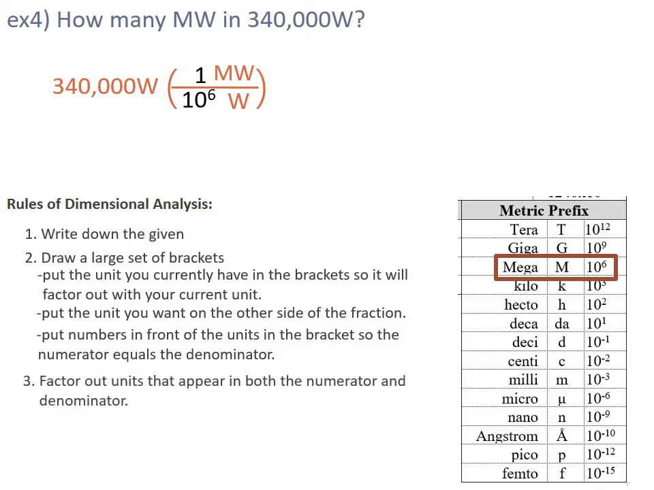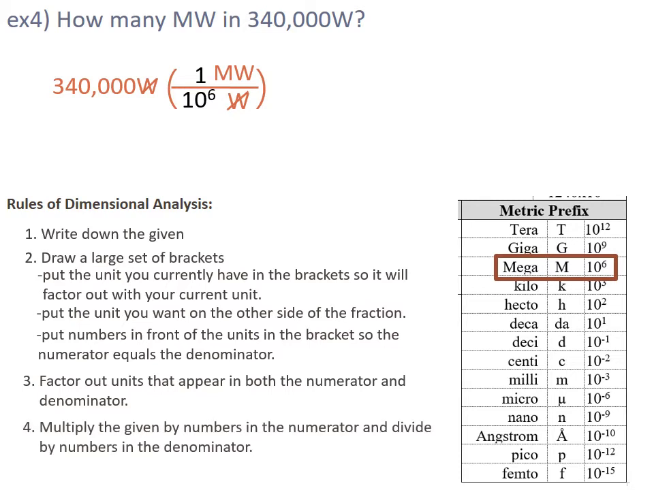I then factor out my units. I have watts on the top and the bottom that will factor out. And when I run it through my calculator, this wattage will now be expressed in megawatts. So 340,000 multiplied by 1 divided by 10 to the 6. And I'll write my answer with proper units, 0.34 megawatts.